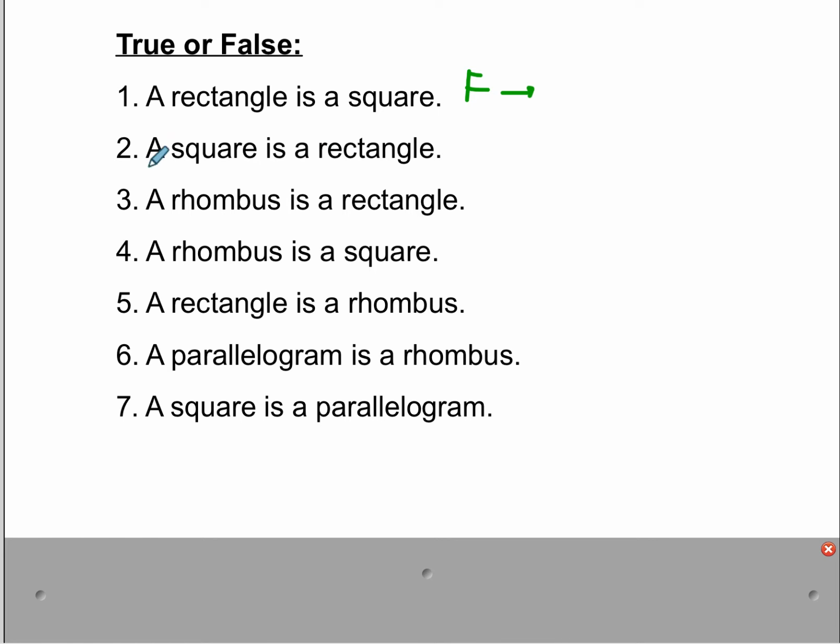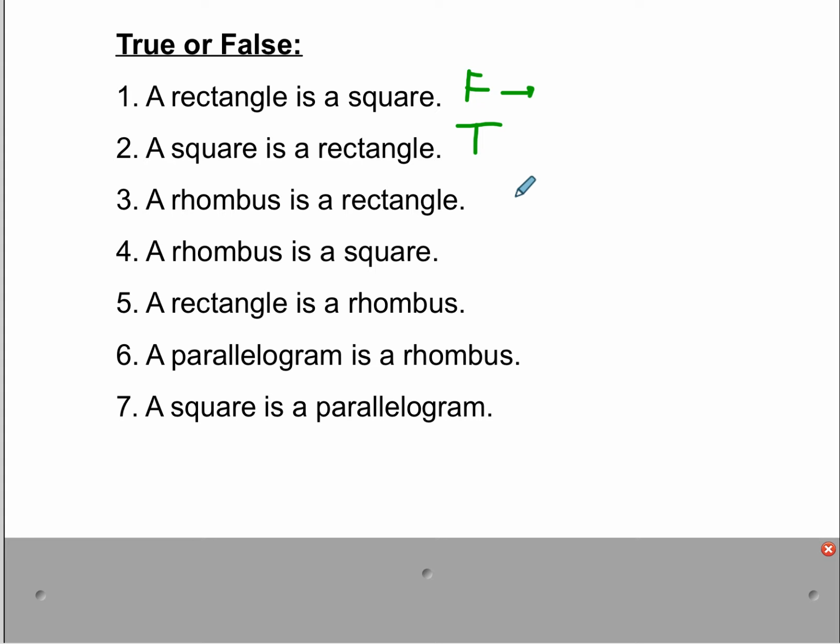A square is a rectangle. Where we just said it. A square, true, will always be a rectangle. By definition, a square must have 4 right angles, and so therefore a square will always be a rectangle, but as we just said in number 1, a rectangle will not always be a square.